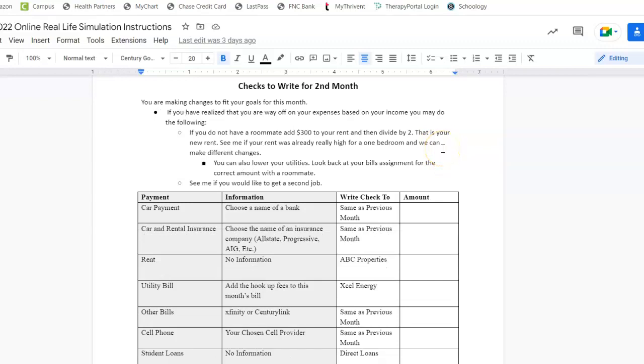This is all the same stuff that you've already done. We're just making small little changes so that you can afford things more, not go in the hole, or save up more, or whatever situations you're running into. So on here, you're just going to put your new amounts in this.